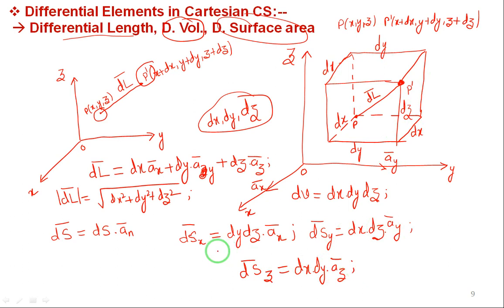Okay. We came to know the differential surface area along x direction, y direction, z direction. Without looking at the diagram also, I can write them. Observe here, these are the differential elements, dx, dy, dz. I want differential surface area along x direction. So leave this dx along x direction, multiply other two, dy, dz, into the unit normal vector along x direction, that is ax. Similarly for others. I hope you understood this, right? Is it fine?